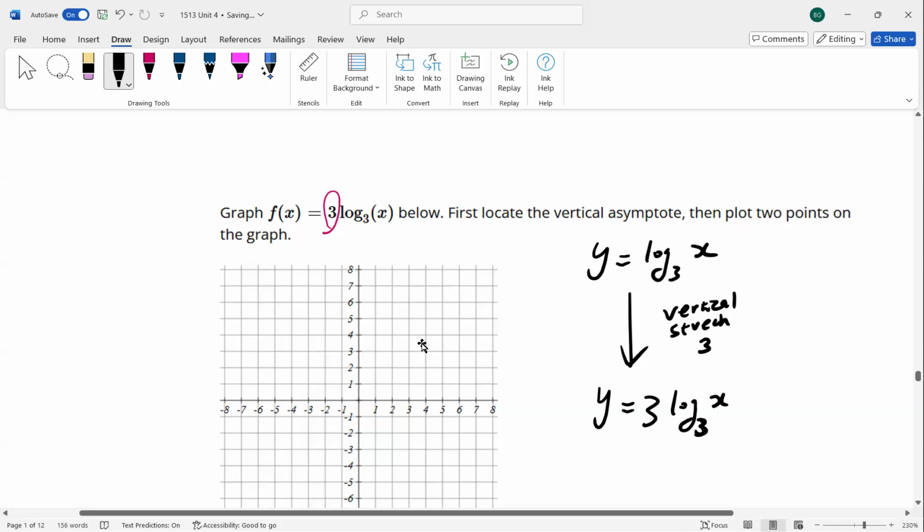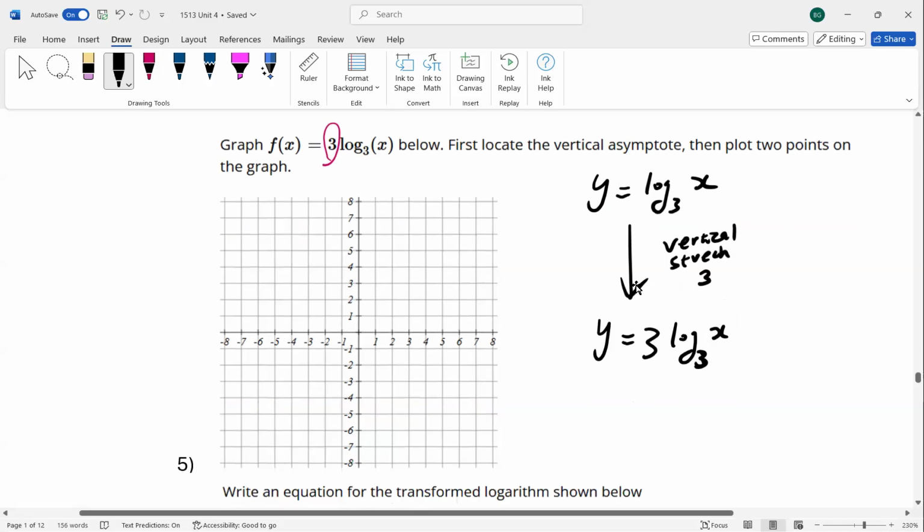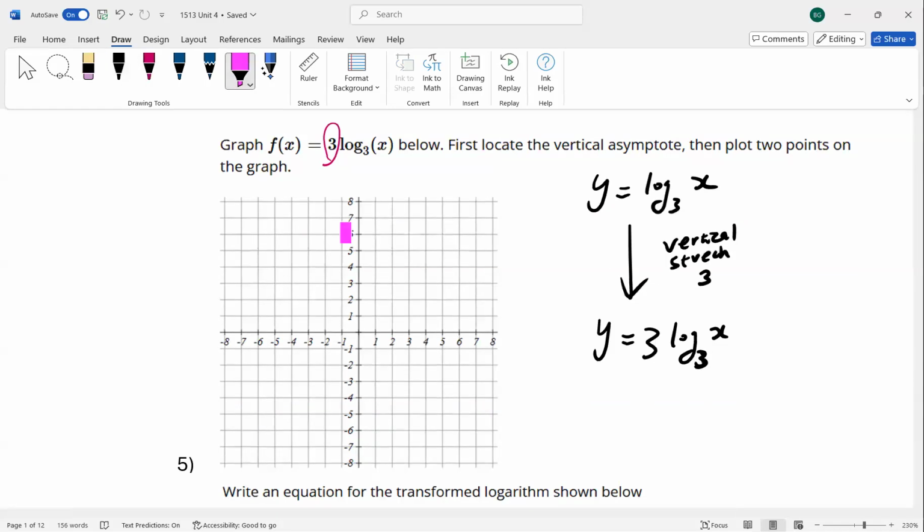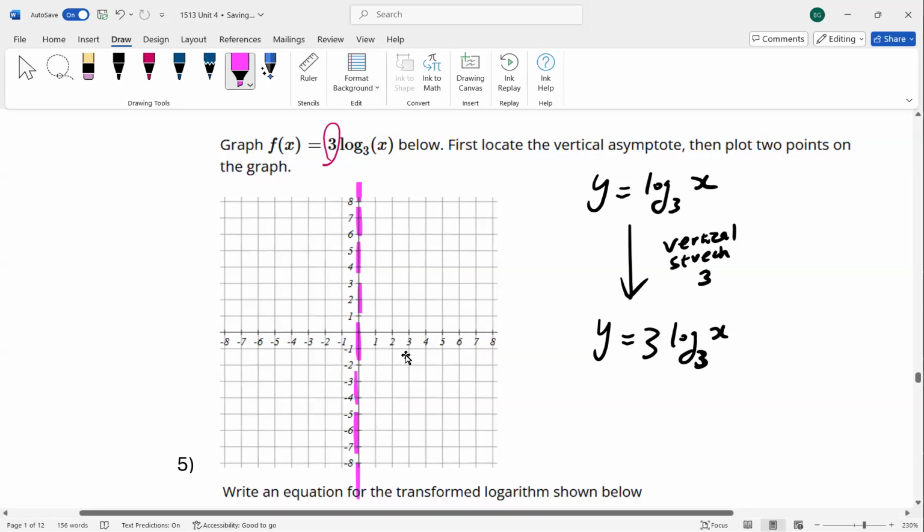We can do that. Vertical asymptote does not change. It is still the y-axis. Vertical stretch, the transformation vertically stretched by a factor 3, does not change the vertical asymptote. It's still x equals 0. And also, it will not change the x-intercept when x equals 1.